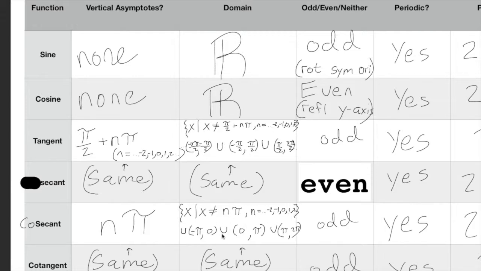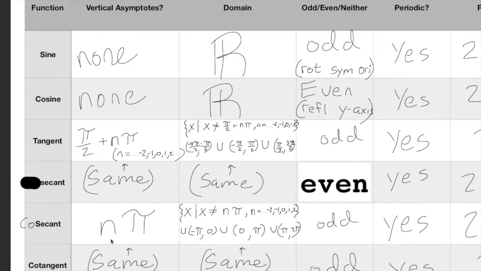If you wanted to write that in terms of interval notation, you can't include 0 because there's an asymptote there. So you go from 0 to pi, and from 0 to negative pi, but not including 0 and not including pi. And then from pi to 2 pi, and from 2 pi to 3 pi, and onward.